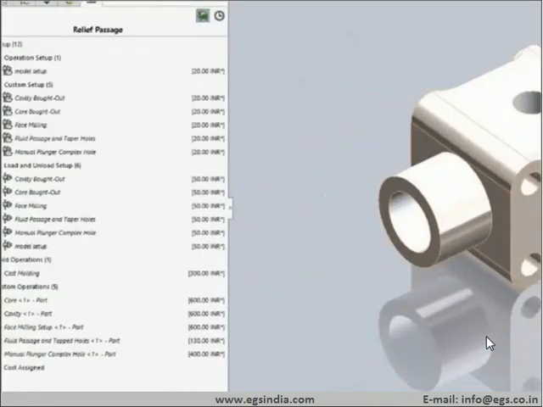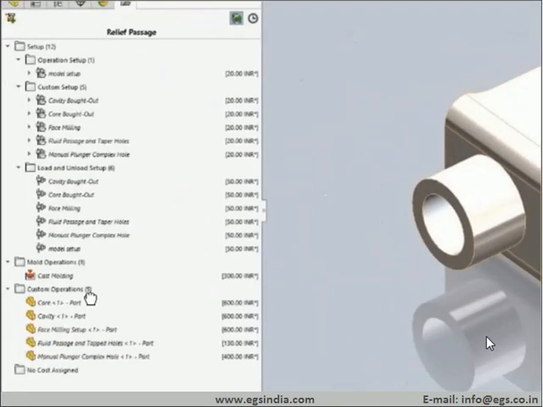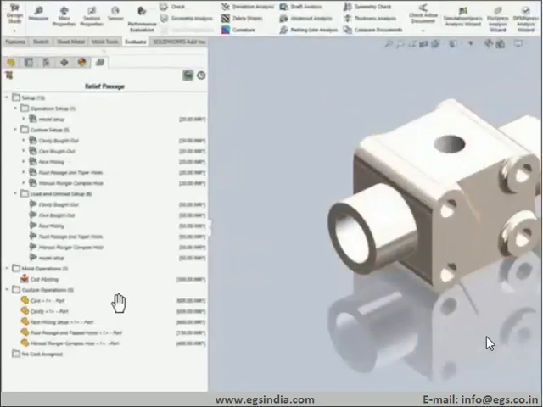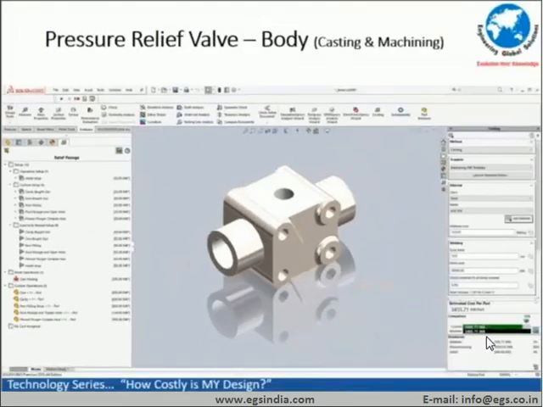And on the right side, you will see the cost of each and every operation, whether it's a permanent mold casting or otherwise, and the different machining operations coming in together. You can itemize these costs. These costs can be taken and driven by a template either from ERP or from your local systems using your CAD software as well.